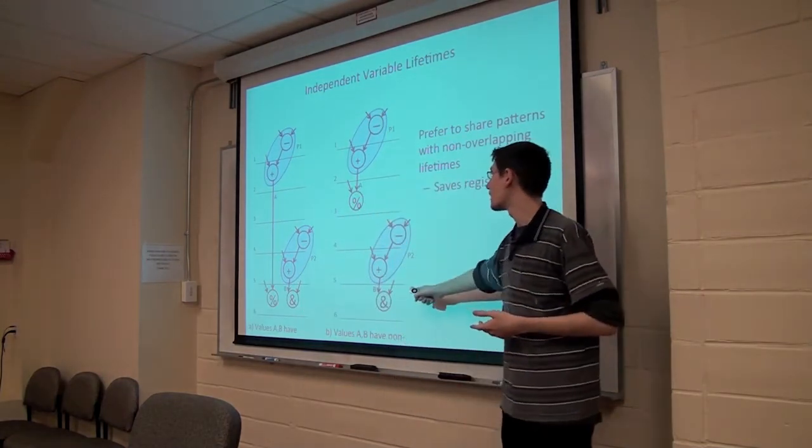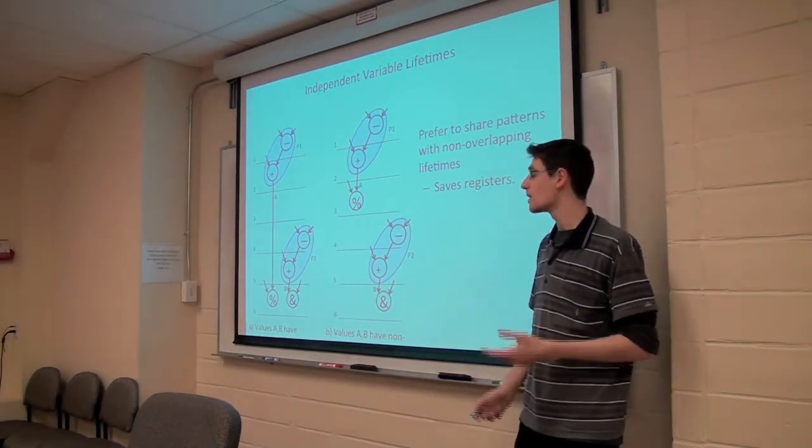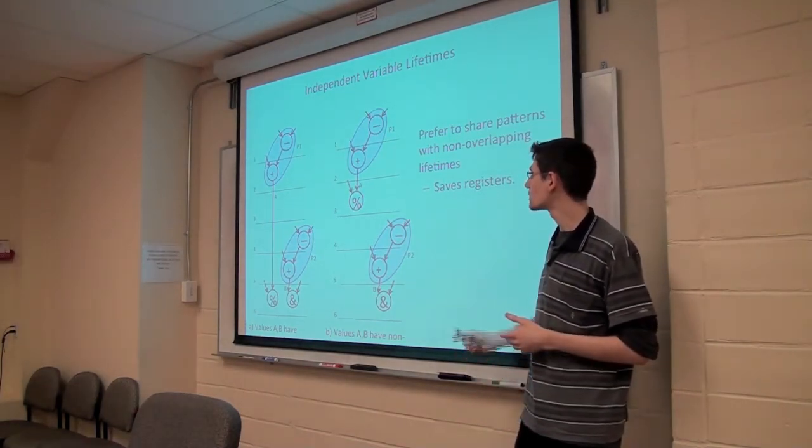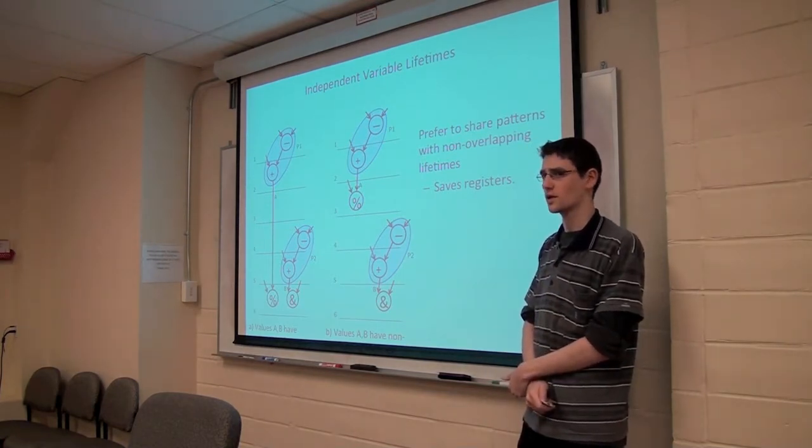But let's consider case B now. If you don't share them, you still need 64 registers in total to store both outputs. But if you share them, you can actually store the outputs of both graphs in the same registers because their outputs are never required in the same clock cycles.